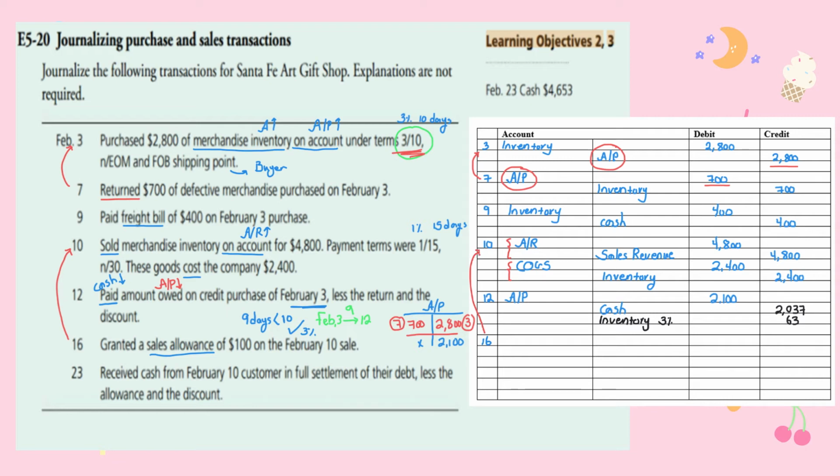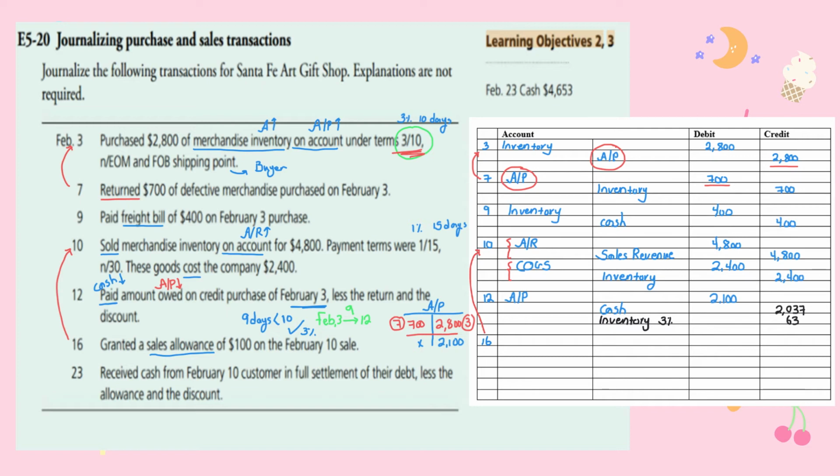So sales allowance means what? Means the goods while in transit, they were damaged. So I'm not gonna get them back from the customer. He's gonna keep them in his warehouse, but I'm gonna give him an allowance, which means I need to decrease the accounts receivable for him.